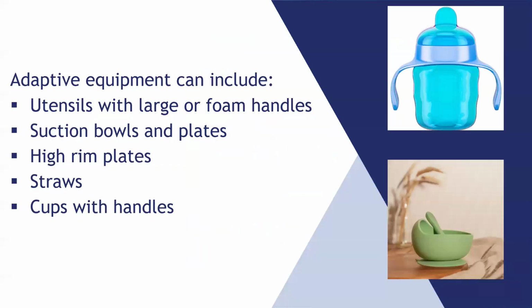Some examples of adaptive equipment include cups with an adaptive handle, forks or spoons with extra large grips, or bowls that have a suction on the bottom. If you think a child might benefit from something like this, speak with their family about options.